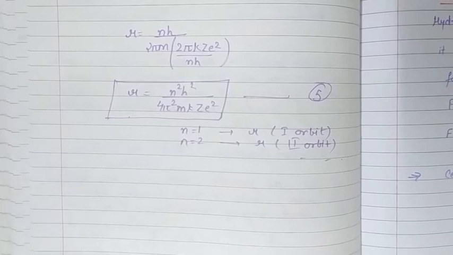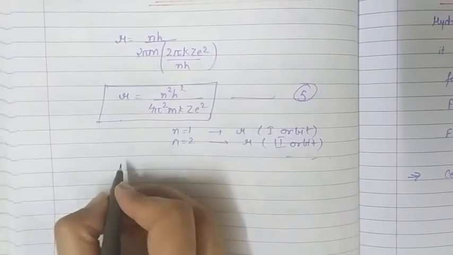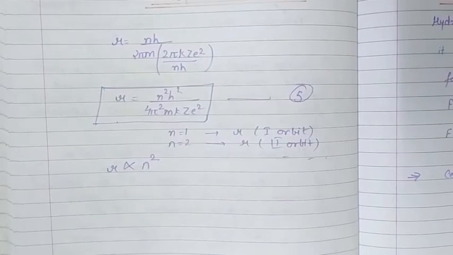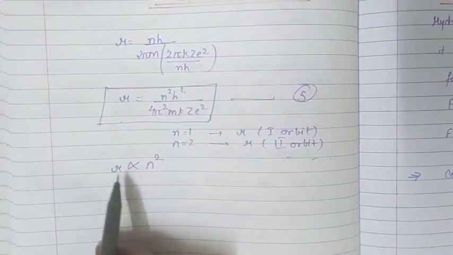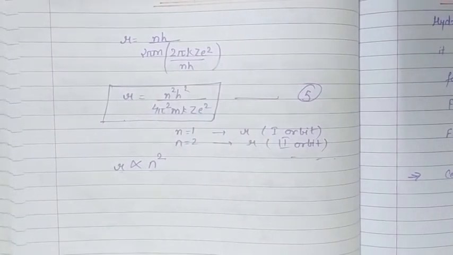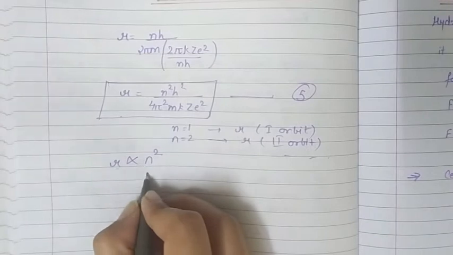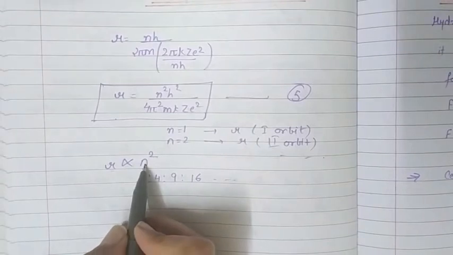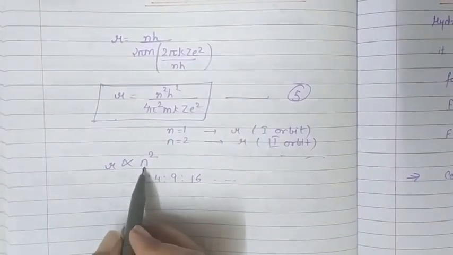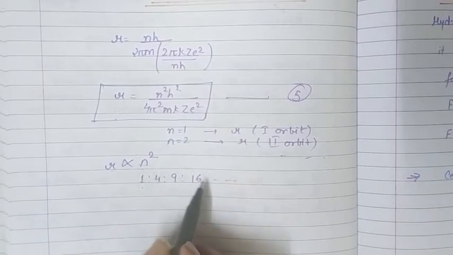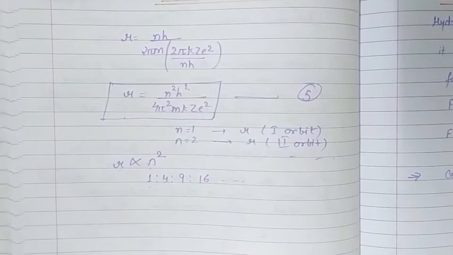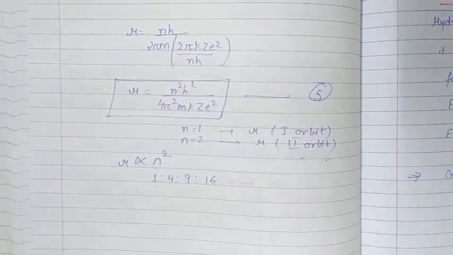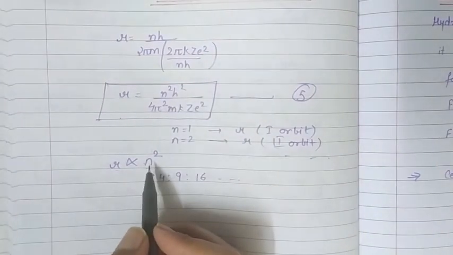Now the radii of these allowed orbits are proportional to n square. From equation number 5 we conclude that r is proportional to n square. So if we increase the value of n, the radii will increase, also the orbit size will increase, and it will be in the ratio of 1:4:9:16 and so on. Means for first orbit n is equal to 1, it will give 1 square, that is 1. For 2 it is 4, for 3 it is 9, for 4 it is 16. That means the radii of the orbits will increase in the ratio of 1:4:9:16 and so on, where n is known as principal quantum number.